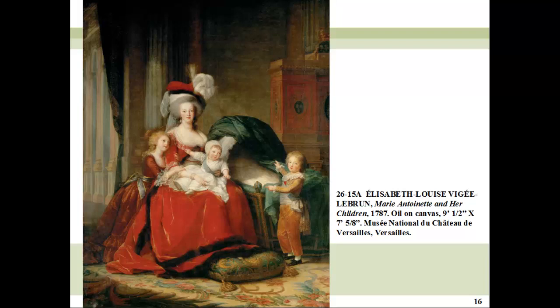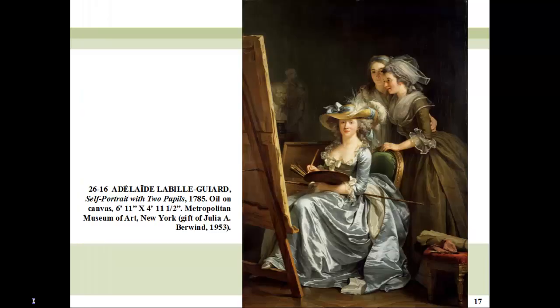In 1783, Vigée-Lebrun was elected to one of the 4 places in the French Academy available to women. Along with her was Adelaide Labille-Guiard, who successfully petitioned to end the restriction on women. Her commitment to enlarging the number of women painters in France is evident in this self-portrait with her 2 pupils.